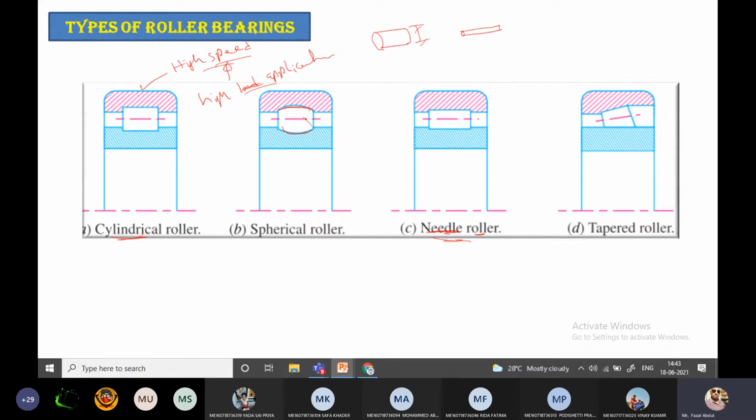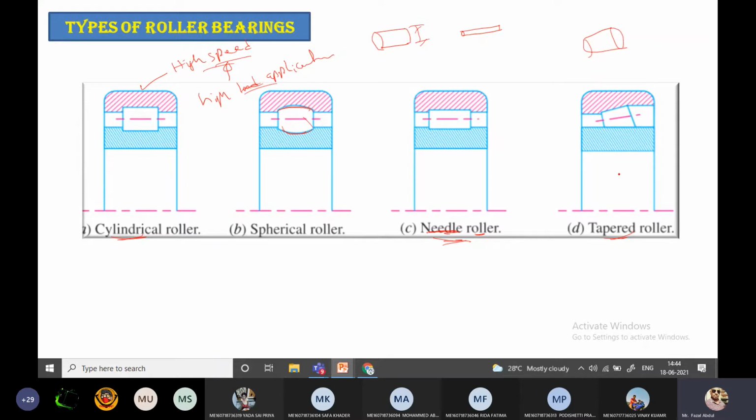The needle bearing is also used for high speed and high load application. But whenever you find the space is very limited, in these situations you can use the needle roller bearing. And the taper roller bearing, as the name indicates, the roller is in the form of a taper.